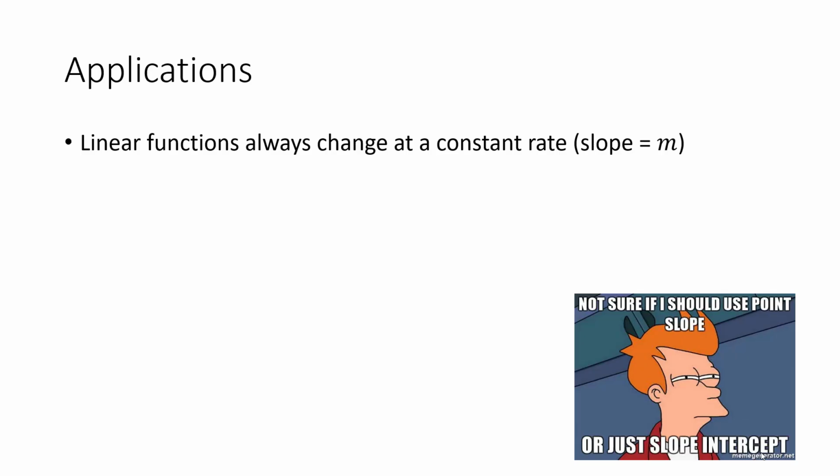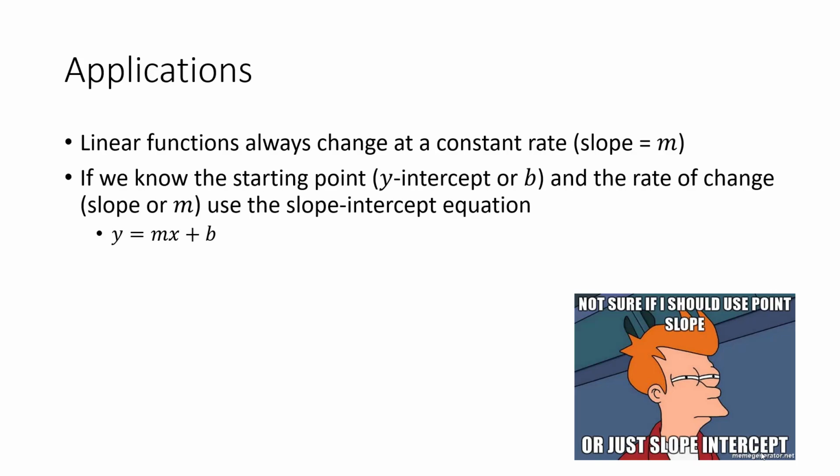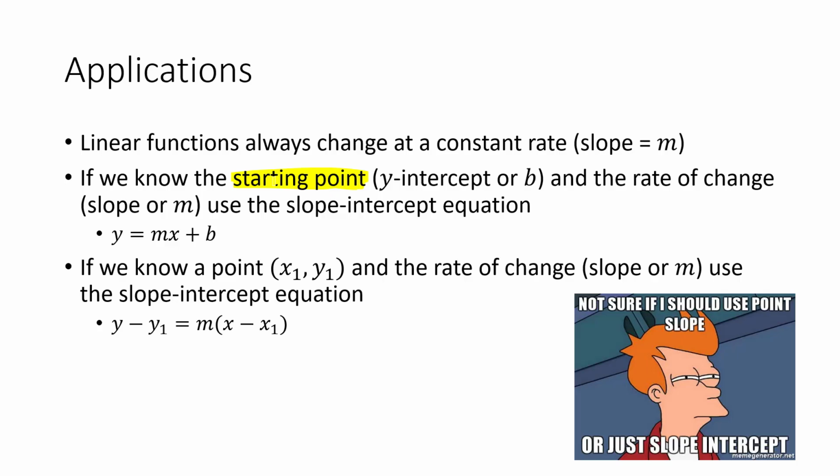The question you need to decide is if you should use the point-slope formula or just the slope-intercept formula. How we decide is if we know the starting point, which is the y-intercept or the b, and the rate of change, or slope, we can use the slope-intercept form. The key thing that we need is the starting point. What happens at 0? If we don't know the starting point, we just know a point and a slope, we can use the point-slope equation. And by now you should be familiar with both of these equations.